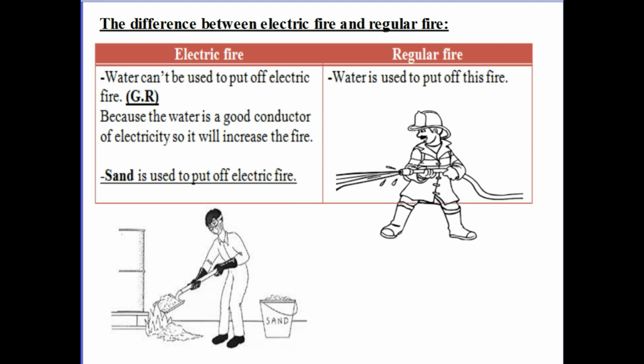While the regular fire, of course, happens due to heat. The electric fire happens due to electricity, while the regular fire happens due to heat. So in order to put off the regular fire, we need a bad conductor of heat. And as we said before, while water is a good conductor of electricity, it's a bad conductor of heat. So the best way to put off the regular fire is to use water. Water is used to put off the regular fire or the ordinary fire.